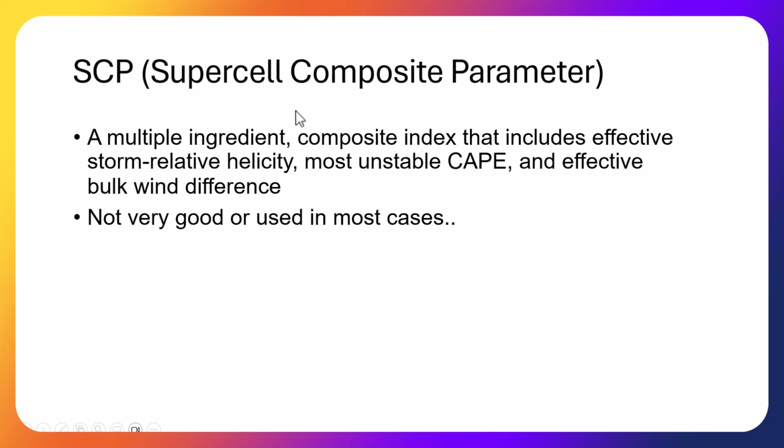Another tool here is our supercell composite parameter. It's a multiple-ingredient composite index and includes storm relative helicity, the most unstable CAPE, and the effective bulk wind difference. I'm just mentioning this because it's not very great. It's not very used. I don't really look at it too much. Every now and then I will.